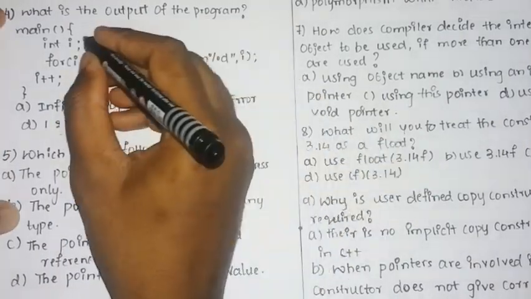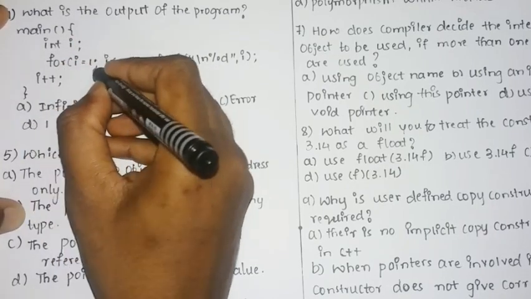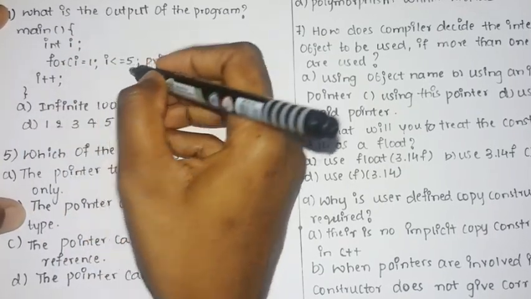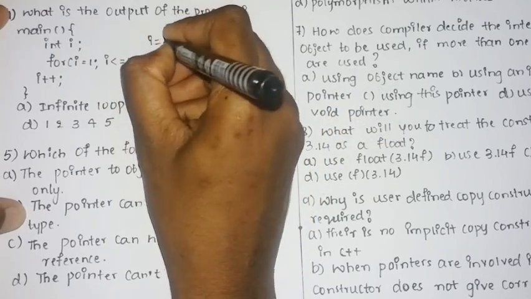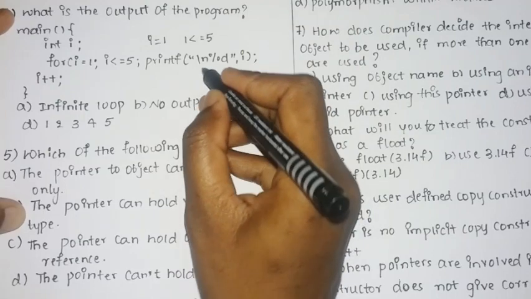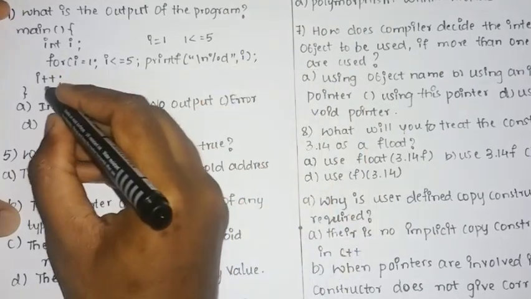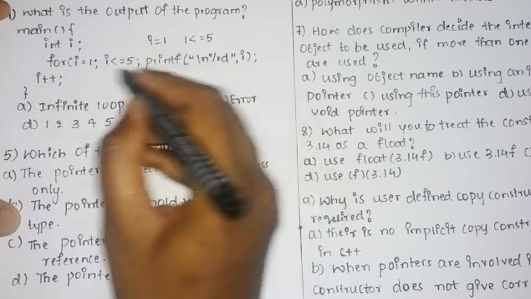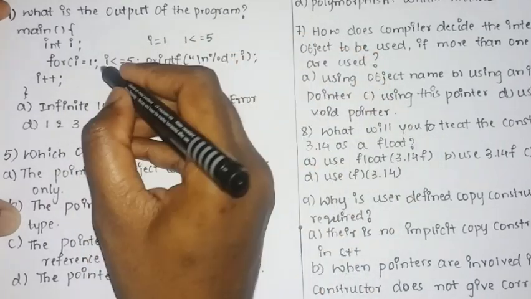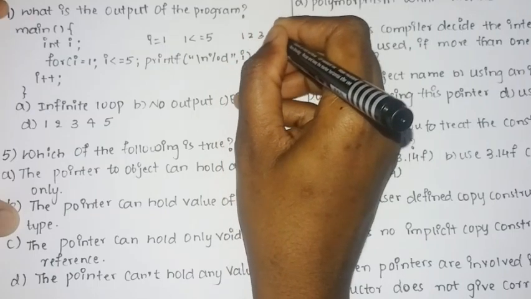So we have a main function followed by int i. Clearly observe: for i = 1, i <= 5. Initially i is 1, and the condition 1 <= 5 is true, so printf("\n%d", i), then i++. Once you see this, you will think 1 is less than 5, so it prints 1, then 2, then 3, 4, 5.